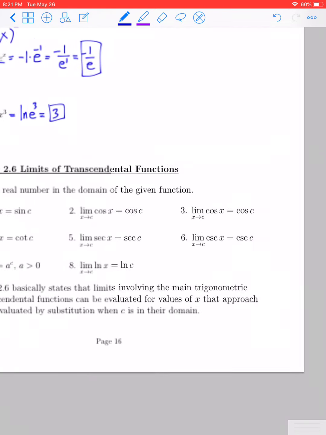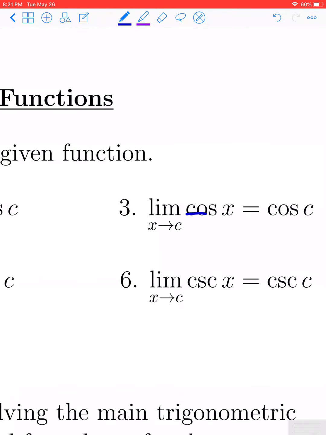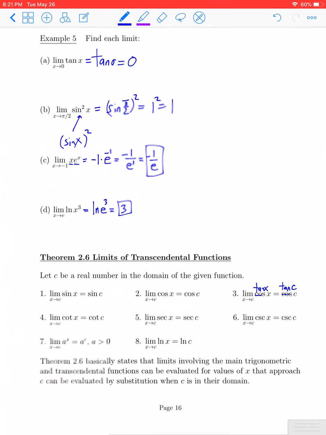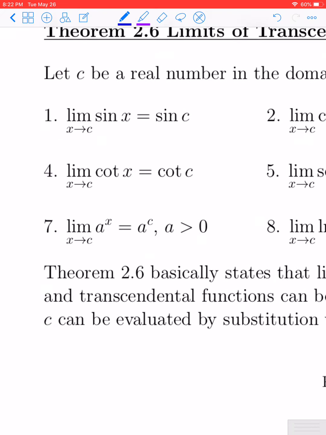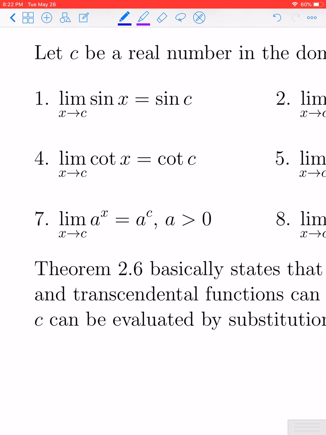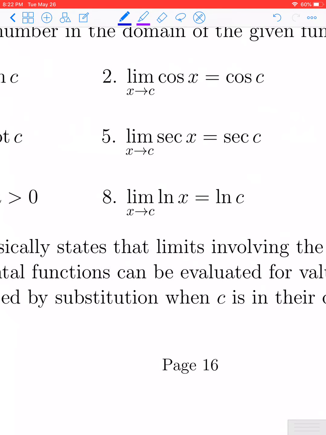Something's amiss here, this should be the tangent. Don't want to leave the tangent out. The limit as x approaches c of the tangent of x is equal to the tangent of c. And the same thing would hold true for the other three trig functions, your cotangent, secant, and cosecant, as well as any exponential function that's well defined, as well as any logarithm that's well defined.